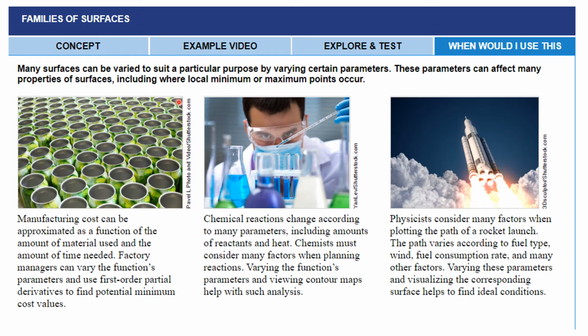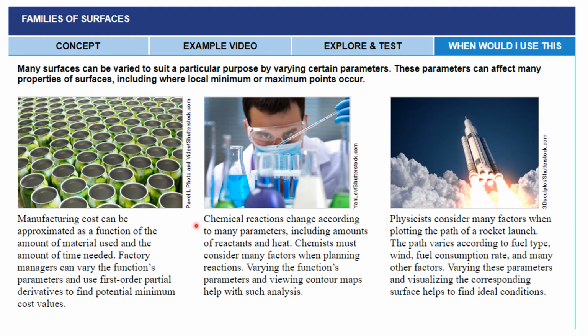Now, when would you use families of surfaces like that? Well, many surfaces can be varied to suit a particular purpose by varying certain parameters. These parameters can affect many properties of the surface, including where the local minimum or maximum occurred. For example, and we've already talked a little bit about this, manufacturing costs can be approximated as a function of the amount of material used and the amount of time needed. And this is having to do with a Cobb-Douglas equation. So factory managers can vary the function's parameters and use first-order partial derivatives to find potential minimum cost values.